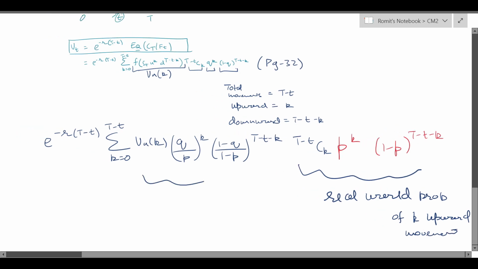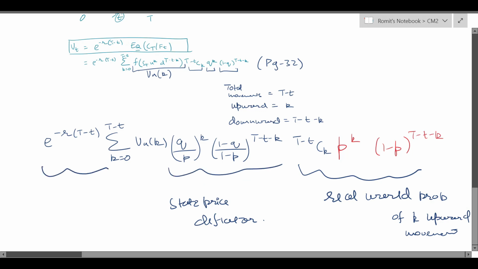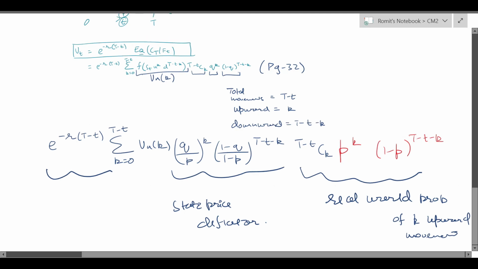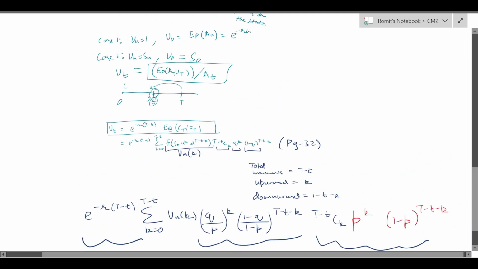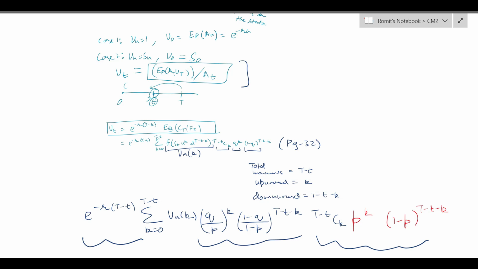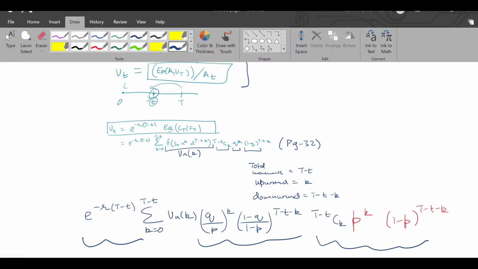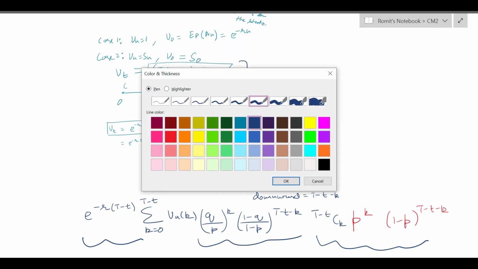And this is the value of your state price deflator, along with this. And then this is the payoff from the derivative. Now you want to get it in this form. This is the form you want to get it in. So what I can do is, let's try to convert it into this form.